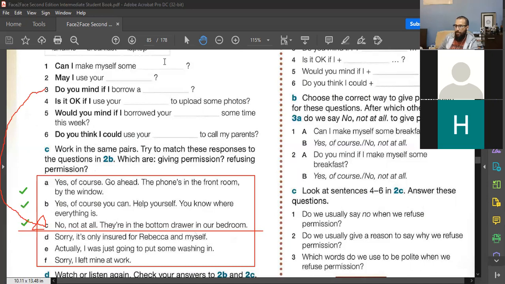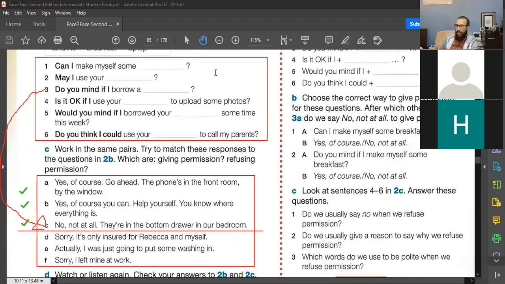All of these are asking, so let's write it. So these are ways to ask for permission. Ask for permission. And here you give permission. It means you accept. And here you refuse permission.